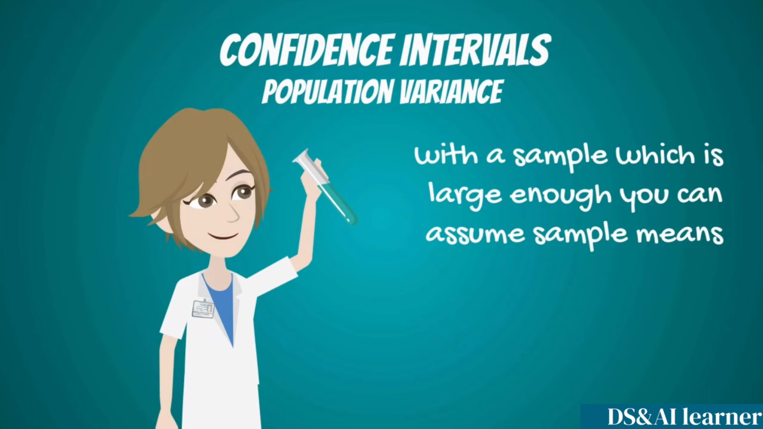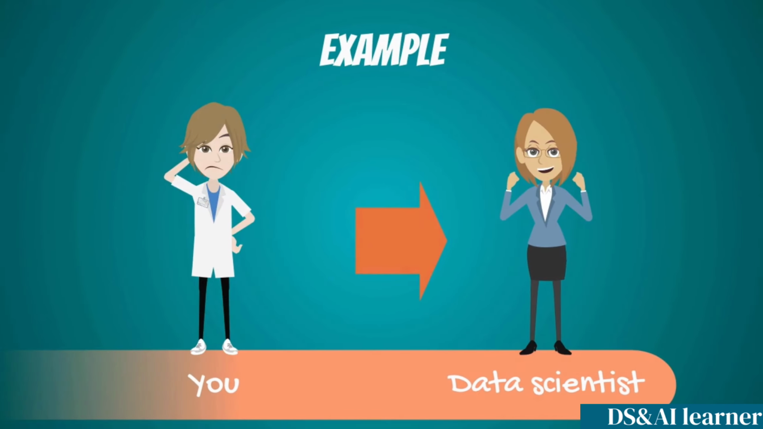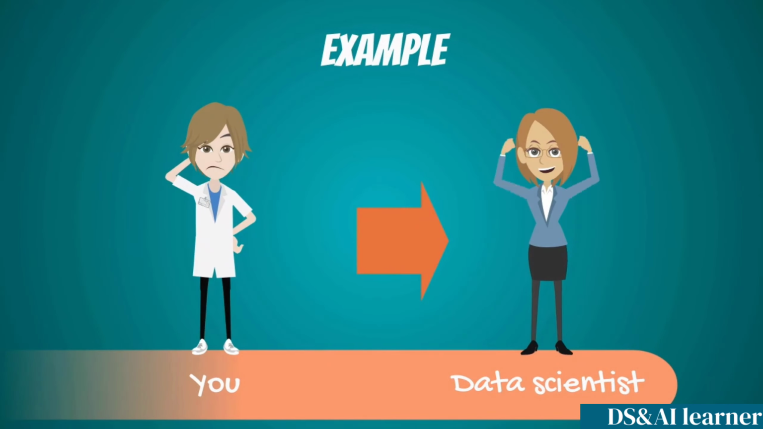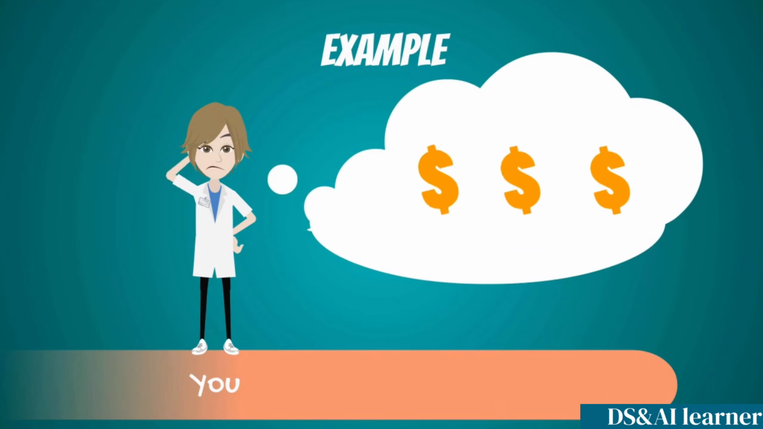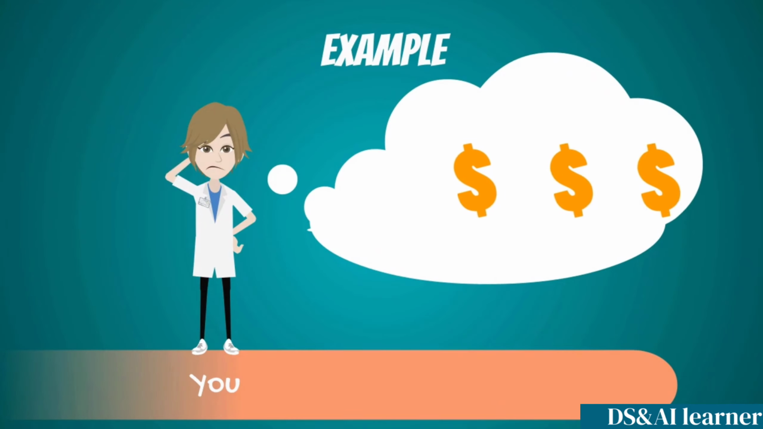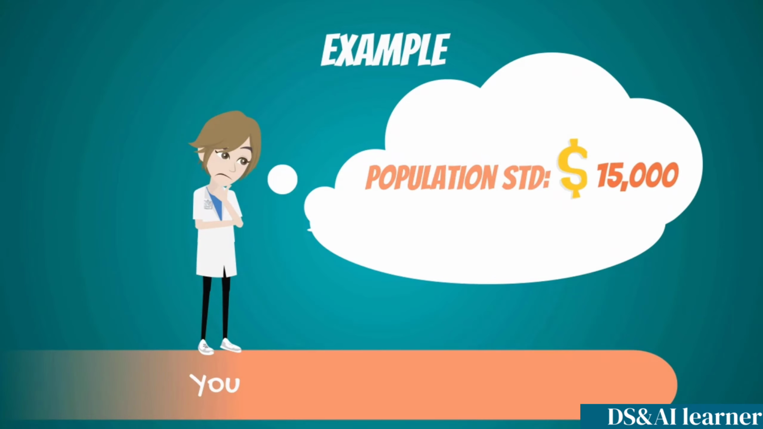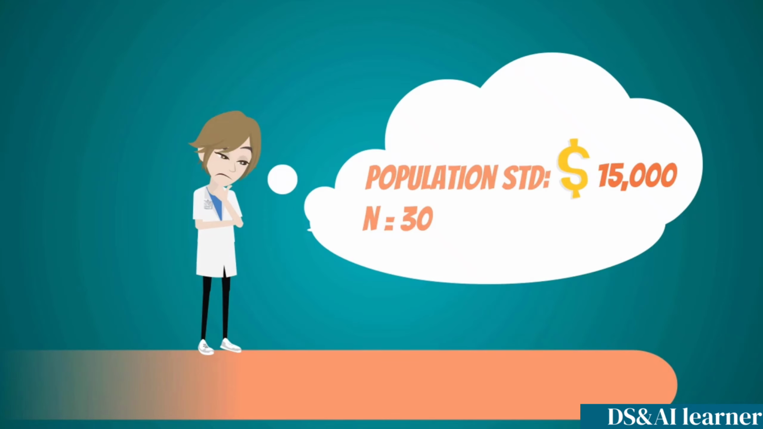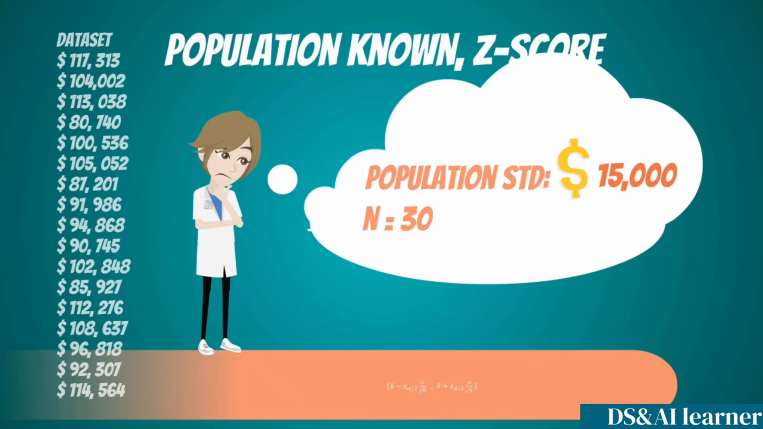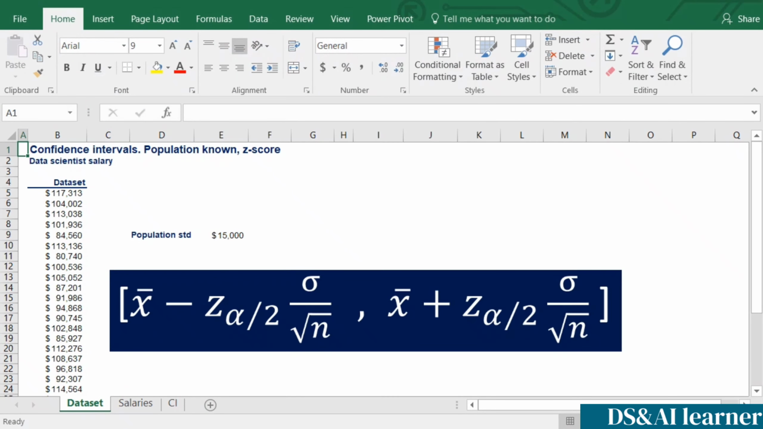All right, let's say you want to become a data scientist and you're interested in the salary you are going to get. Imagine you have certain information that the population standard deviation of data science salaries is equal to $15,000. Furthermore, you know the salaries are normally distributed and your sample consists of 30 salaries. The formula for the confidence interval with a known variance is given below.